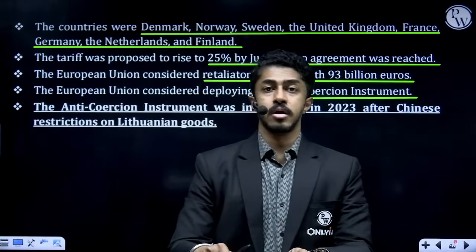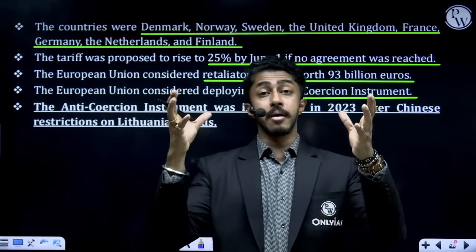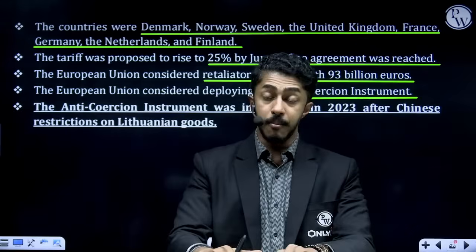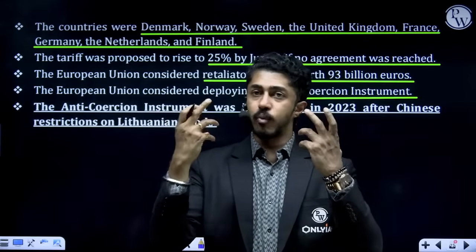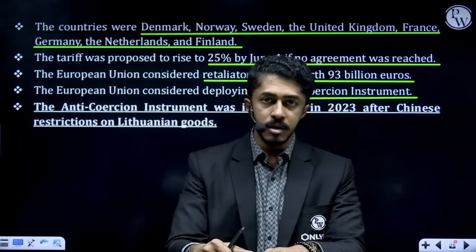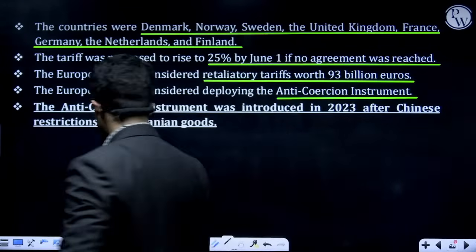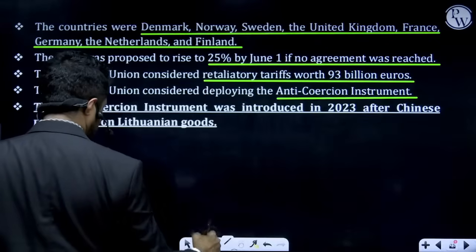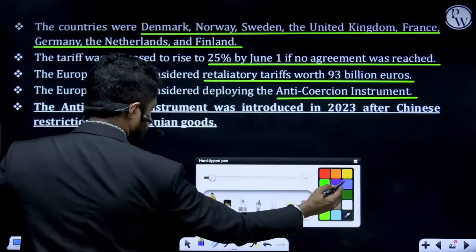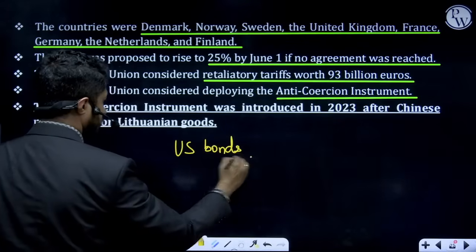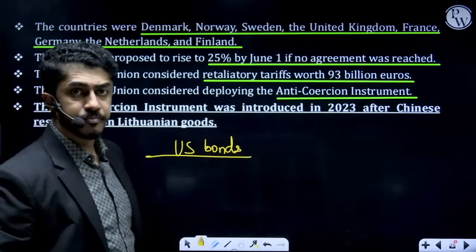No. There is another big Brahmastra, Vajrastra, whatever astra you want to call it, the mother of all weapons that is there with European Union as well as with China. What is that? US bonds.